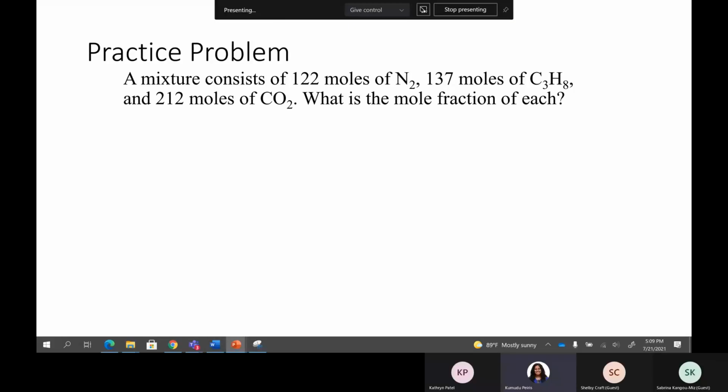A mixture consists of 122 moles of N2, 137 moles of C3H8, and 212 moles of CO2. What is the mole fraction of each? How do you find the mole fraction? Yes, the mole fraction equals the moles of i divided by the moles of total.